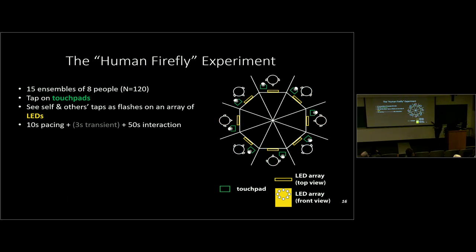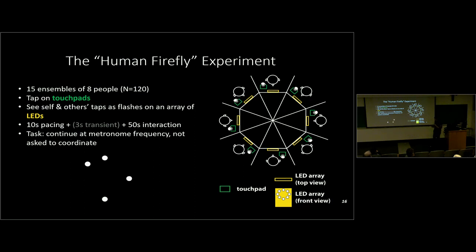Okay. So in the human experiment I did, I collected data from 120 subjects for each trial. They were first paced for 10 seconds by metronomes. And then I removed the metronome, and they were allowed to interact with each other through the flashing of LEDs and touchpads for 50 seconds. Their task was to continue to tap at a metronome frequency during this 50-second period. They were not asked to intentionally coordinate with other people. So all the observations were spontaneous coordination.